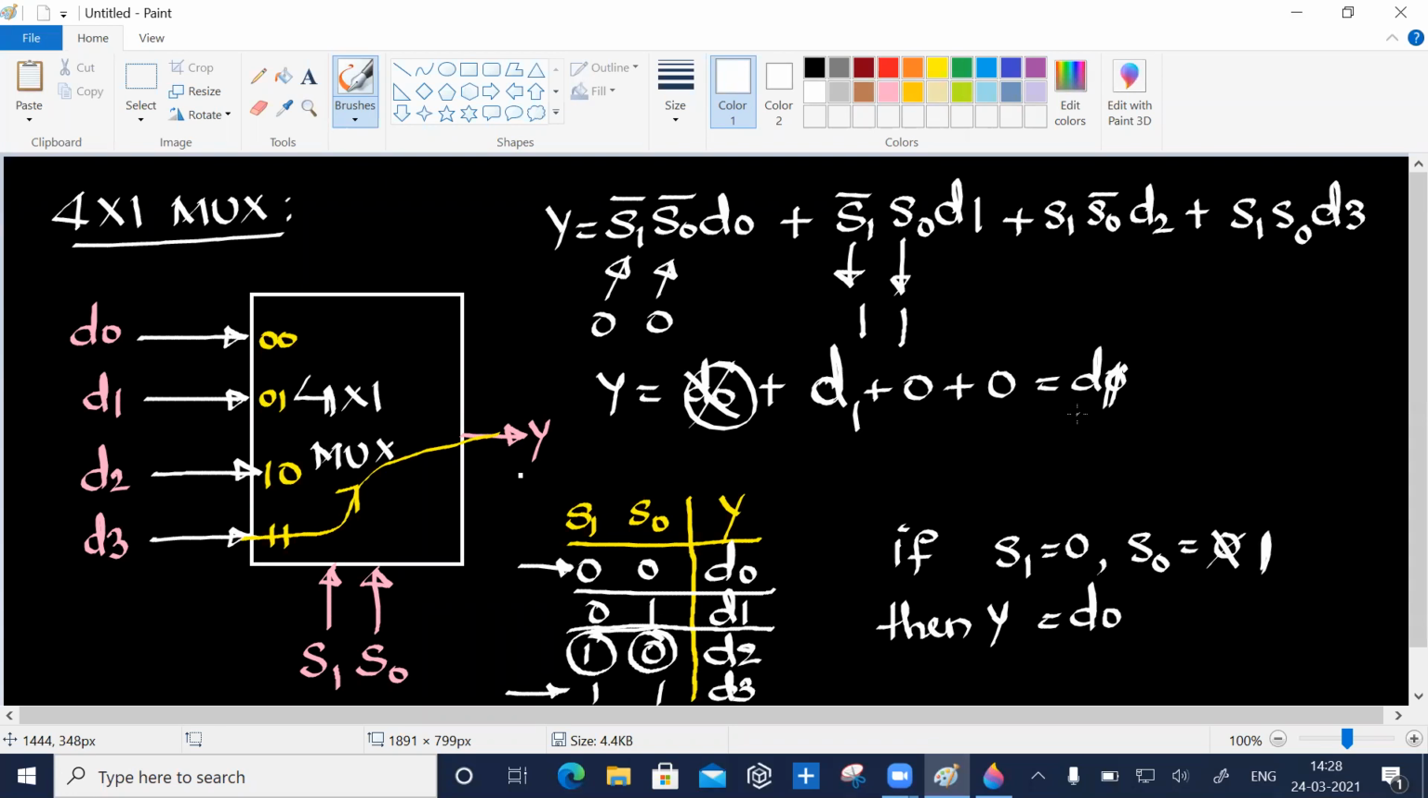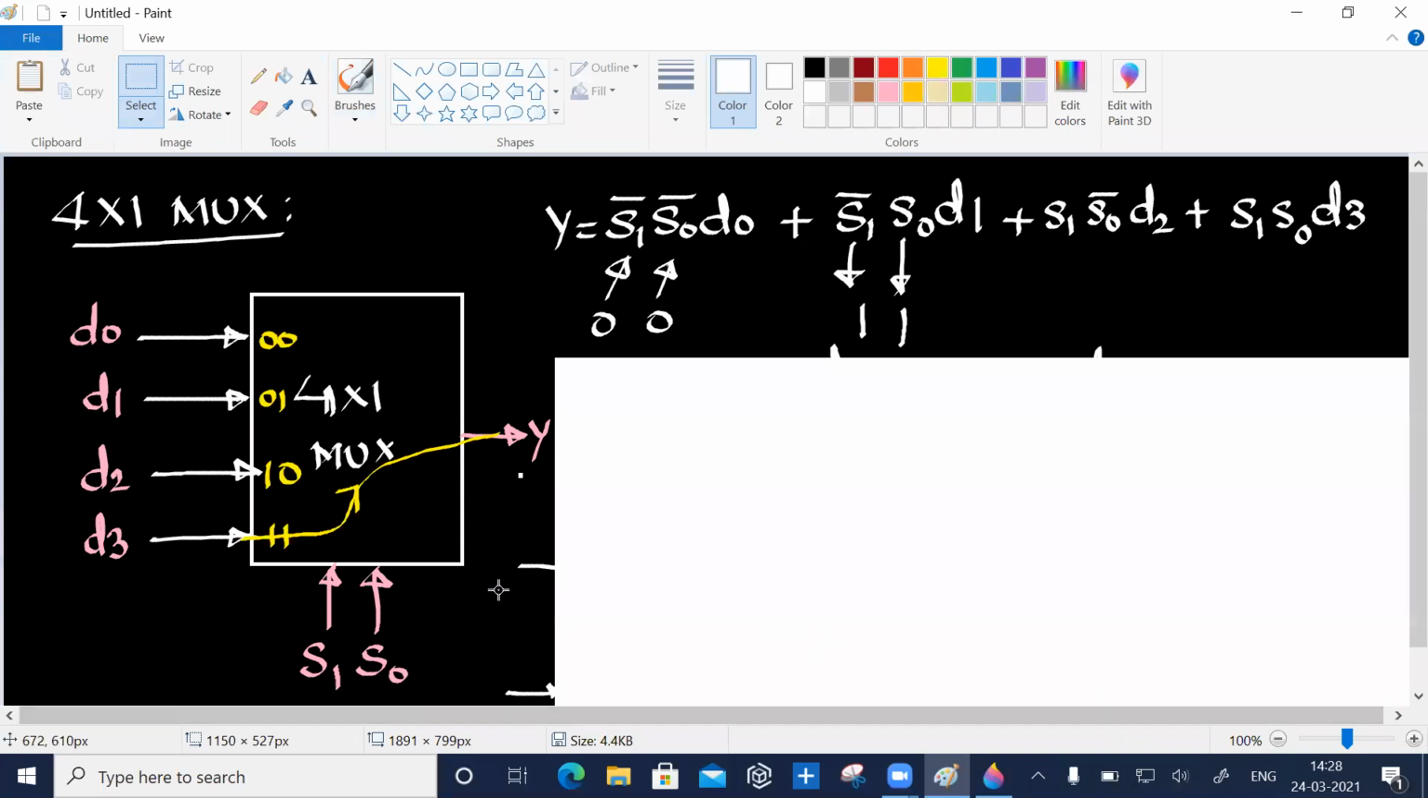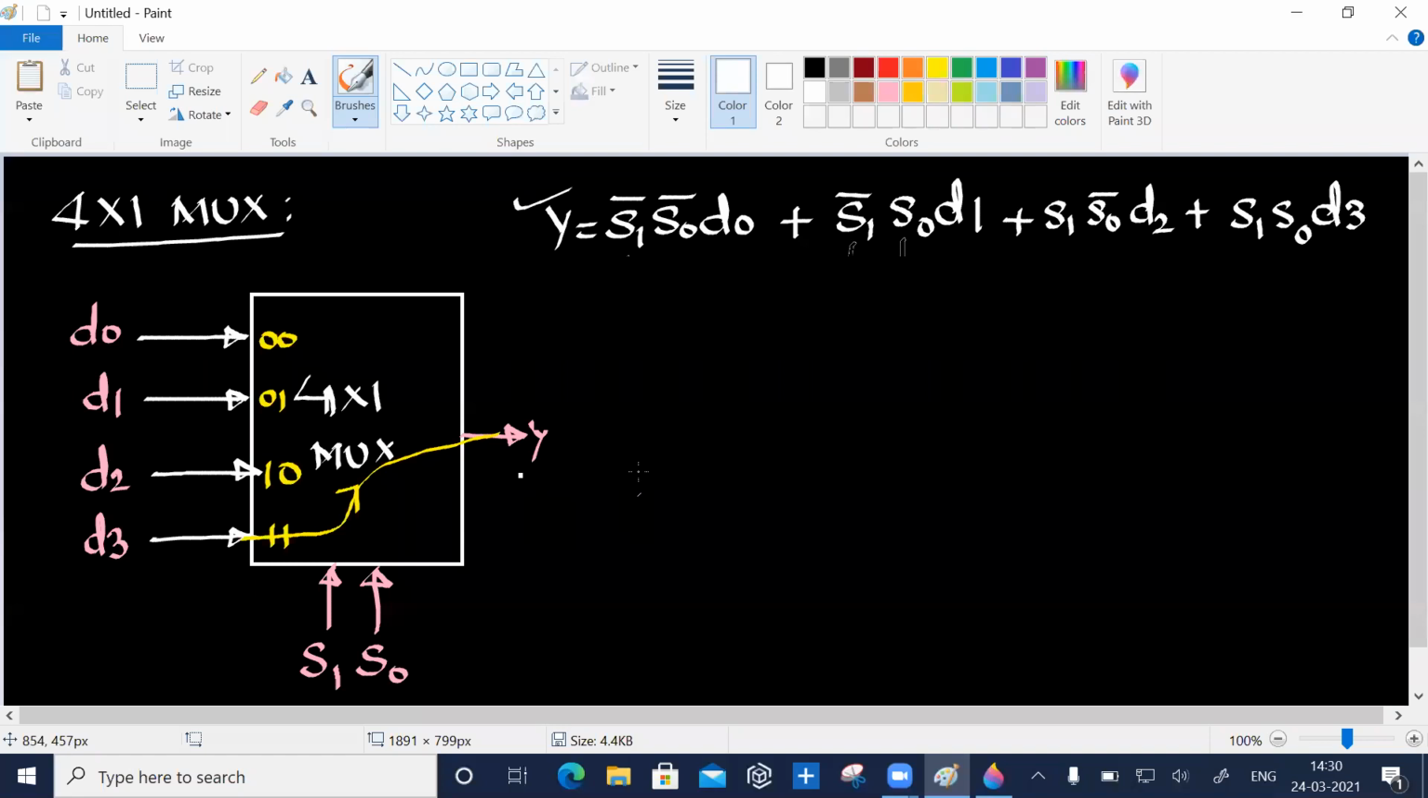I hope we are clear thus far. How did we get everything? It's very simple. There's no big deal. Good, very good. Now, like this I can also do 8 by 1 muxes, 16 by 1 muxes, 32 by 1 muxes, 64. I can do many muxes like this. There's no big deal in that.